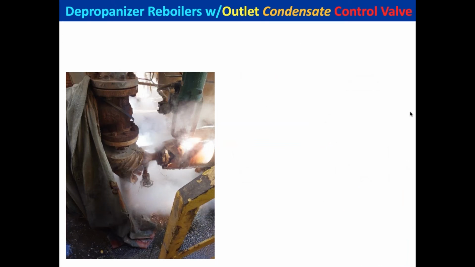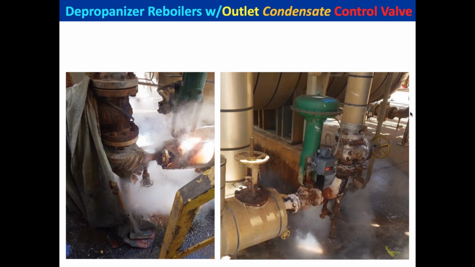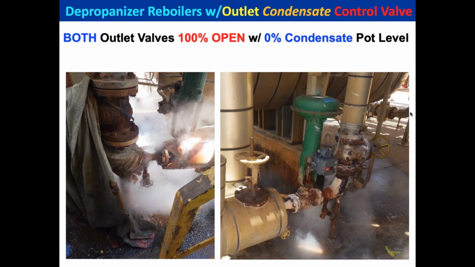Well, I'm glad you asked. Here's a depropanizer reboiler, and you've got some steam blowing through right here. And you've got some steam blowing through right here in this outlet control valve. Why is that? I'll tell you why. It's because the pipe's eroded and it's leaking. But in addition to that, the outlet valves in both cases were open 100%, and there was zero condensate in the pot level. I want you to think for a second. Take a guess. How much steam is blowing into the return header?